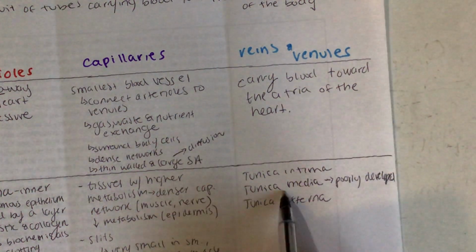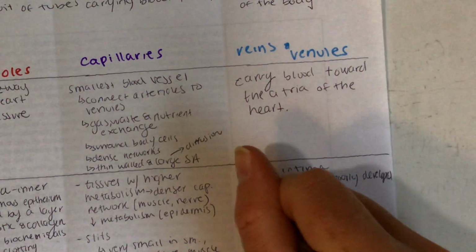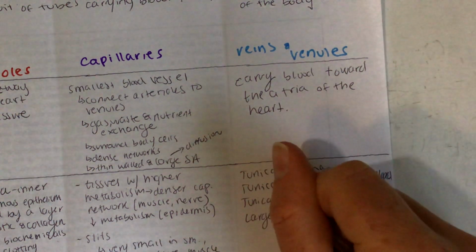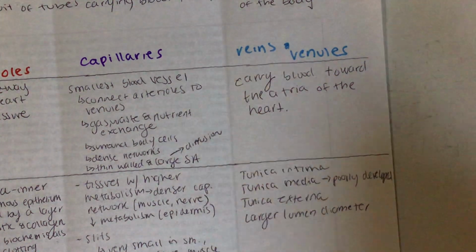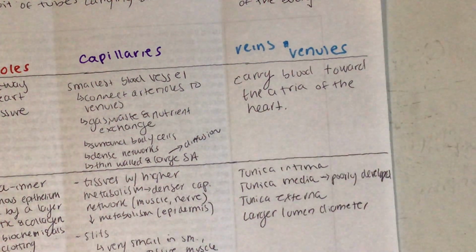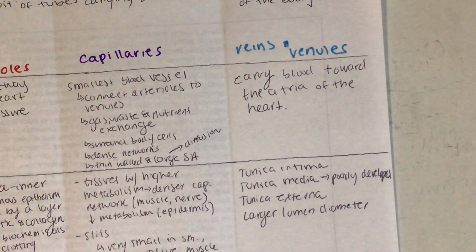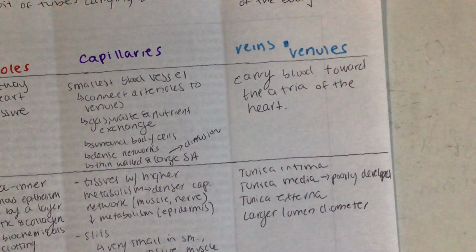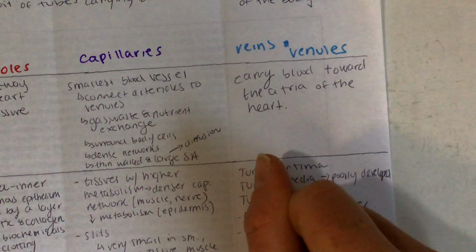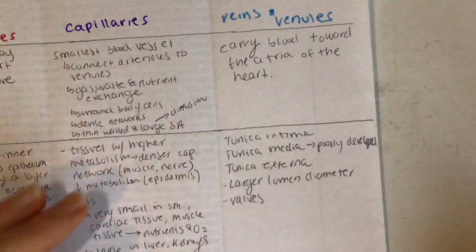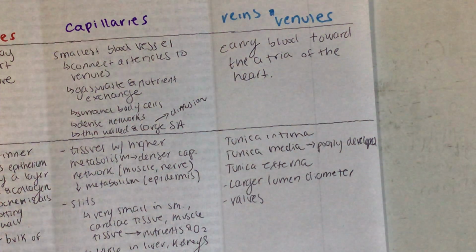So as I said, they have a thinner tunica media, thinner walls in general than arteries, but they are going to have a larger lumen diameter, meaning a larger space for fluid to flow through than arteries. Arteries have a tiny, smaller window for that lumen, that blood to flow through. We are going to have valves in veins to keep blood from flowing backwards, just like we saw in the heart. When we're going against gravity, we don't want that blood to flow back downward.